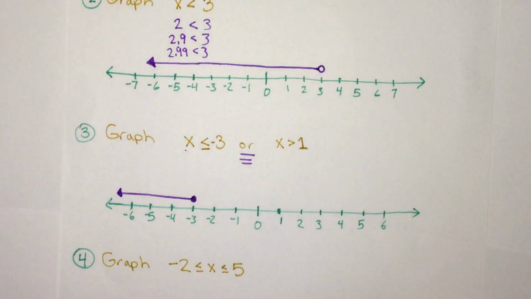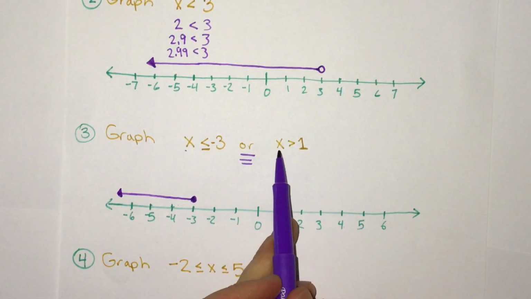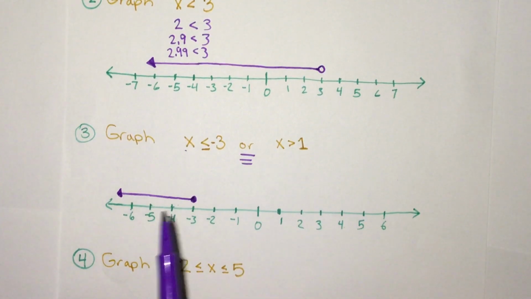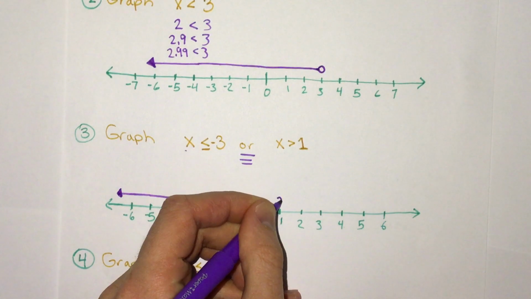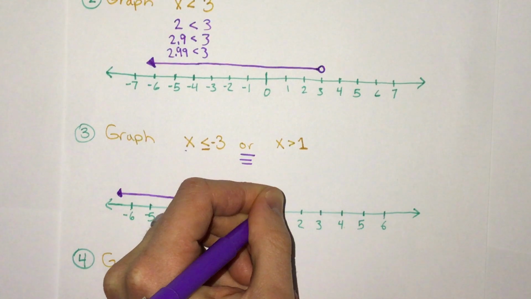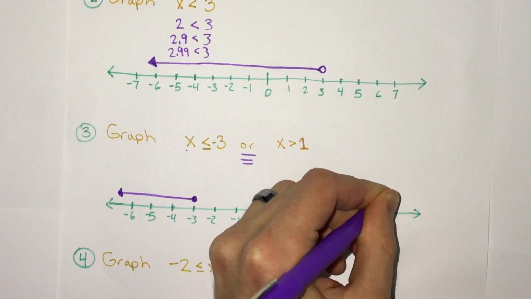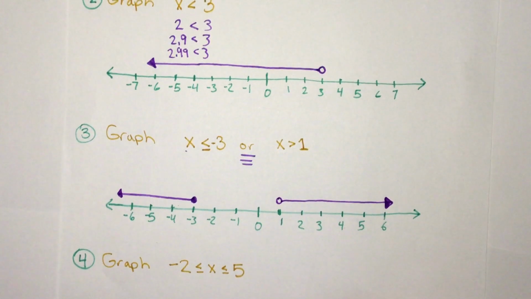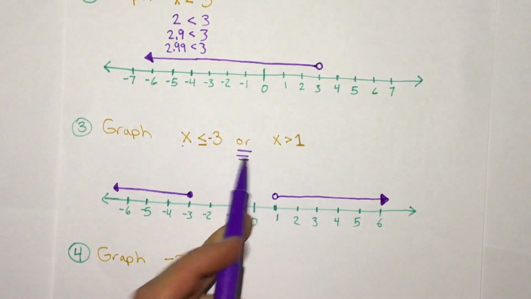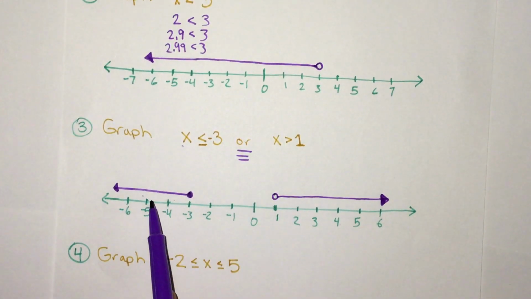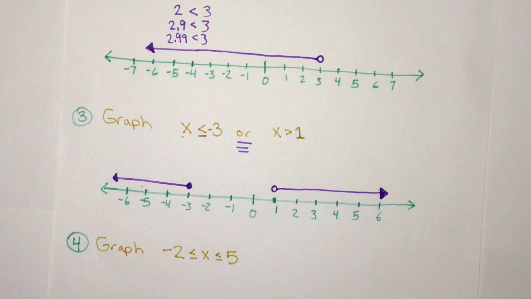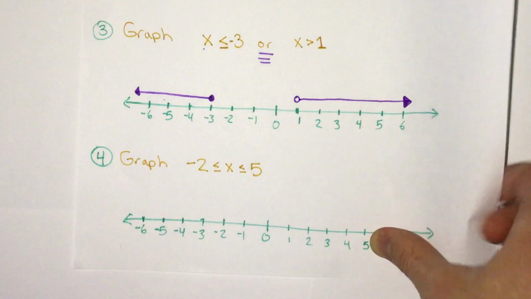But in this case, this is only half our solution, because x can also be greater than 1. So we put a dot at 1. This one does not have an equals, so we'll leave this an open dot. And if x is greater than 1, we can go to the right. So this is what happens when we have an or. It means that we'll have two inequalities, usually going opposite directions. And we also want to watch what kind of open or closed dot we have.